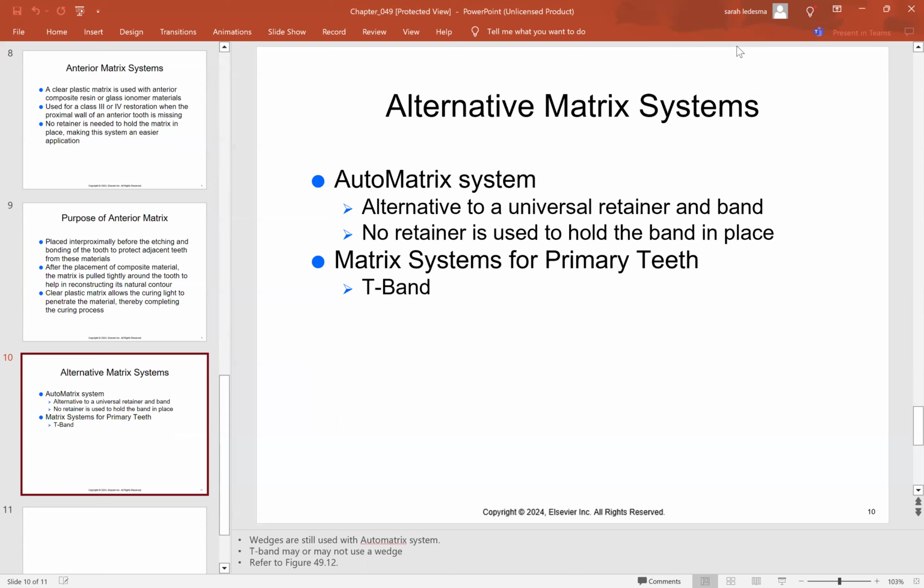Some alternative matrix systems that can be chosen are our auto matrix system. No retainer is used to hold this band in place. And when we're working with primary teeth, your provider may choose a T-band system. Important to note that with the auto matrix system, a wedge can still be used. With the T-band, the majority of the time, a wedge will not be used.